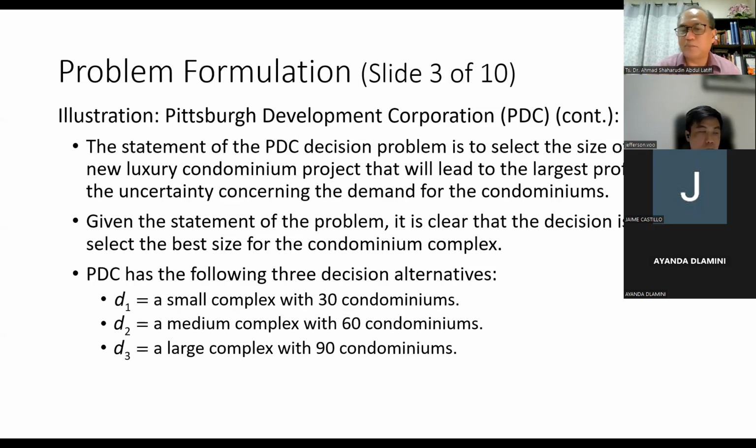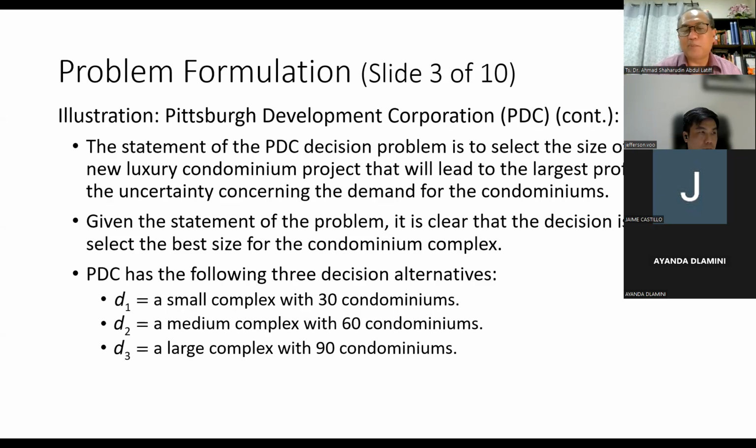Whenever you face a problem, you need to put a statement. What do you want to do? You want to select the size of the luxury condominium, whether it is 30, 60, or 90, that will lead to the largest profit. How do you get the largest profit? It will be revenue minus cost. Given the uncertainty concerning the demand of the condominium, you need to look at the demand. In real life, the uncertainty will come from experience from previous records. But in the exam, usually they will give you the figures, the probability for certain uncertainty.